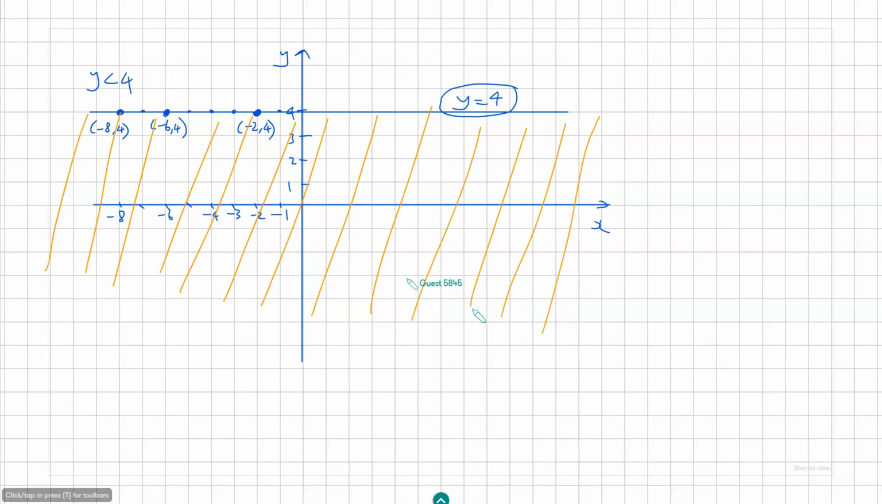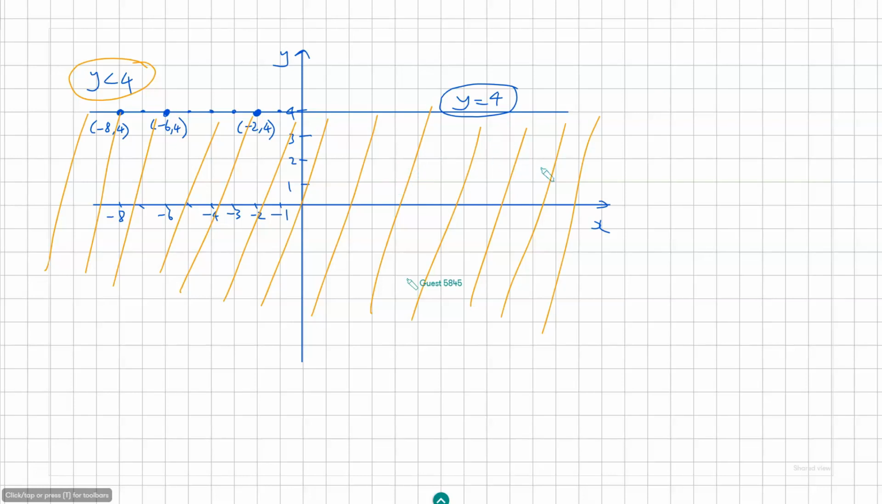And do you think this line is part of the region? This horizontal line, do you think it is included in the solution? No, it is not, right? Because y should be less than 4. Y cannot be equal to 4, right? So that means this line is not part of your solution, right?